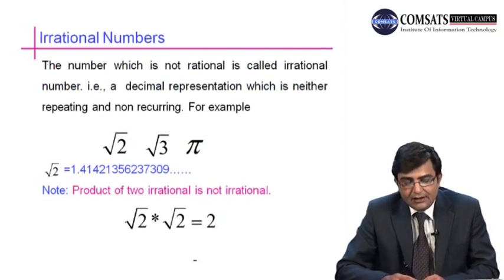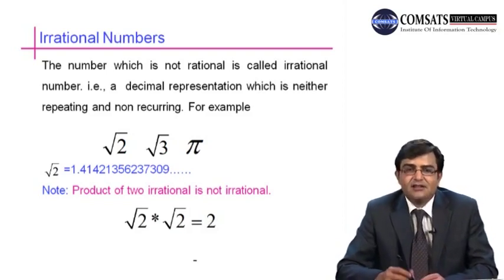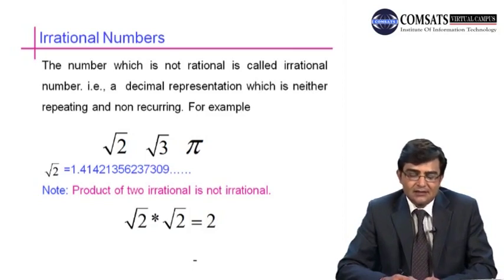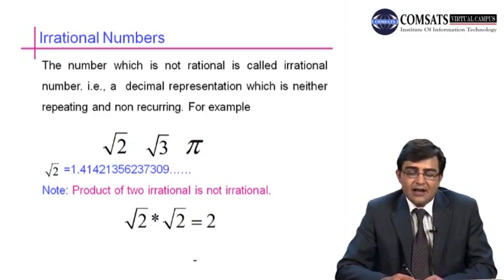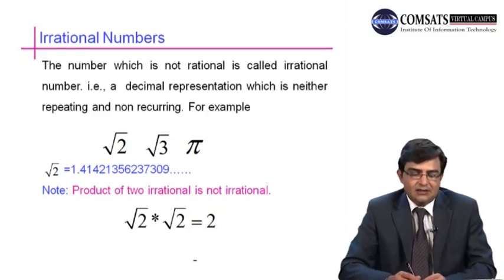Basically, a number which is not rational is an irrational number. Such types of numbers you see very often in mathematics. For example, square root of 2, square root of 3, pi, these are all irrational numbers. And how these numbers arise in geometry or mathematics, we will see in the next slide.